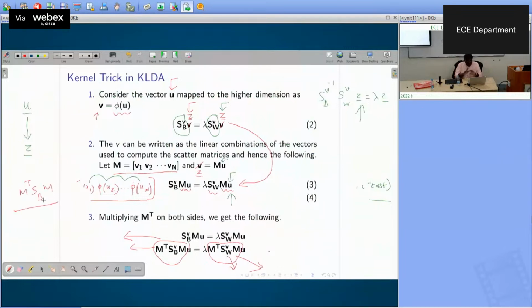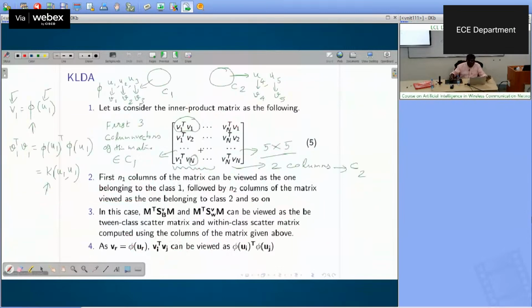Meaning I will not compute SBV, then go for M, all those things. I will not do that. Directly I will get M transpose SBV M. How do I get it? I get it from this matrix. The first 3 columns of this matrix I will take, and I treat them as the vectors belonging to class 1. The next 2 columns I treat as the vectors belonging to class 2. Simply, I compute the between class scatter matrix and within class scatter matrix.